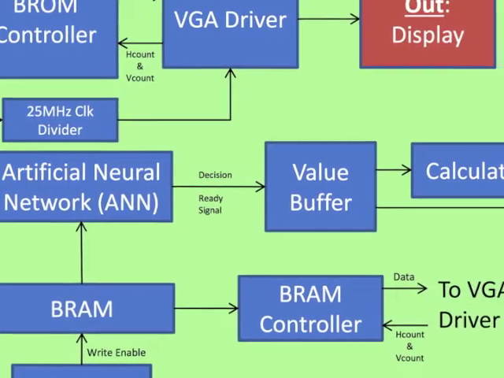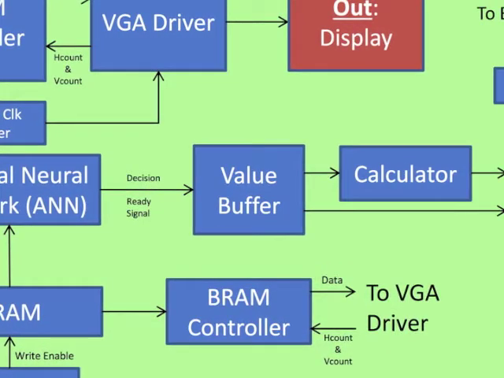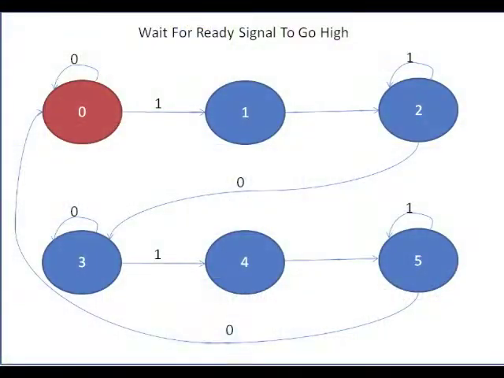The next component is the value buffer, which captures the output from the artificial neural network. Here's a diagram of what we call our input buffer. This module takes the decisions from the artificial neural network and buffers them for use by the calculator module. Since the artificial neural network only decides on one value at a time, and we need two values to do an operation, this module basically demultiplexes the output of the ANN to two buffers that act as the operands. The module is a finite state machine made of 6 states.